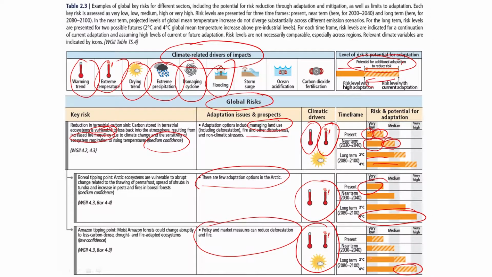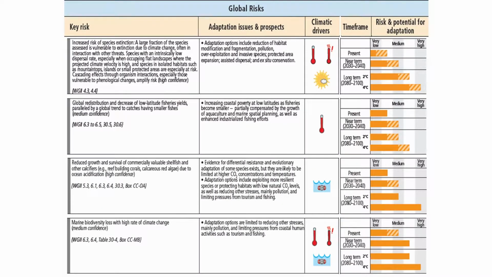So, this will take political and socio-economic strength to implement. Increased risk of species extinction, we looked at briefly what those are. So, I will not go into the details, that you can look at, and here the confidence is fairly high. The adaptation options include reduction of habitat modification and fragmentation.